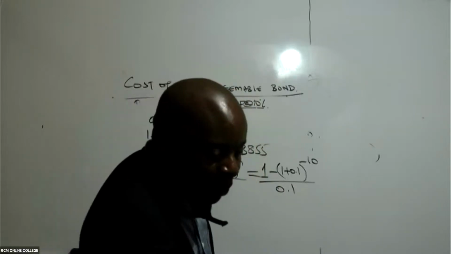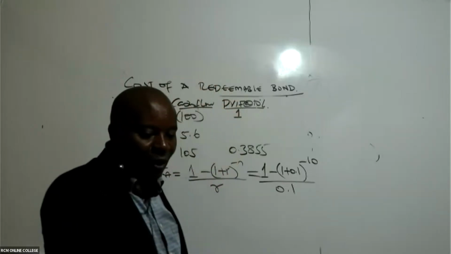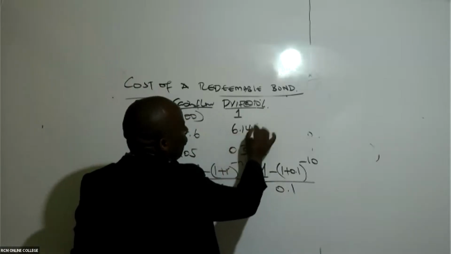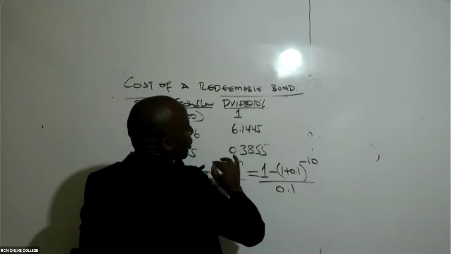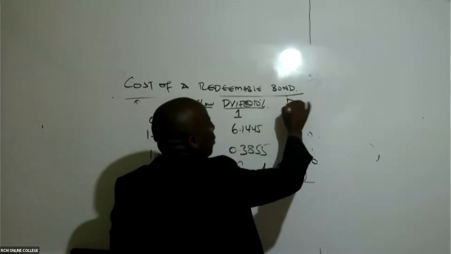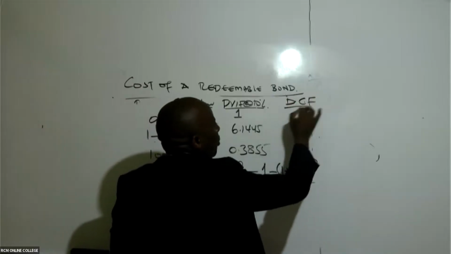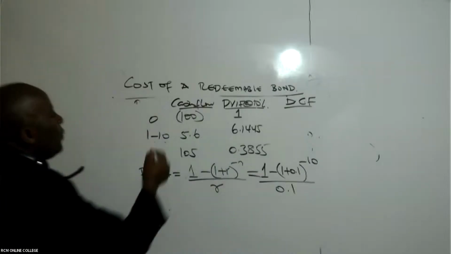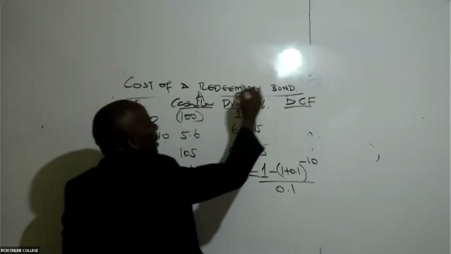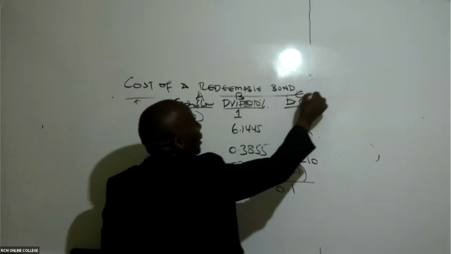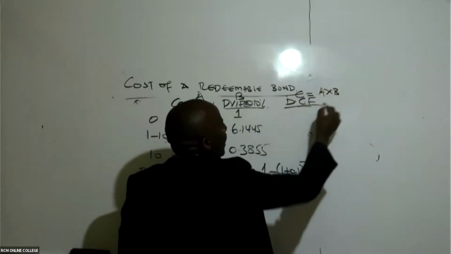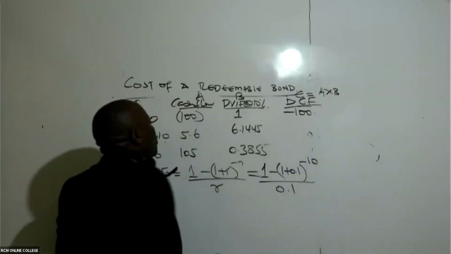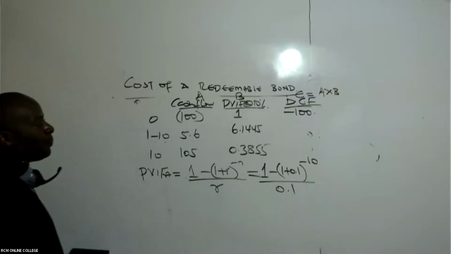So I'm waiting to hear from you guys. The final one is 6.1445. So come and create a column for discounted cash flows, or PV, present values. If this is A and this is B, then to get C, you will take A times B, discounted cash flows. The first one will be minus 100.